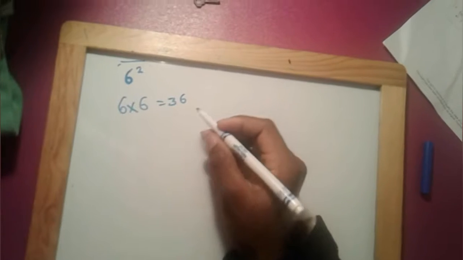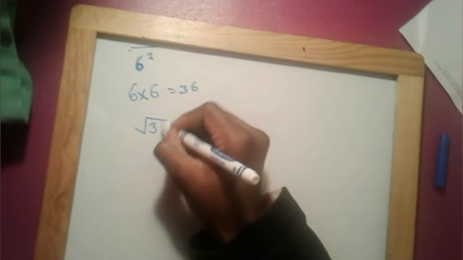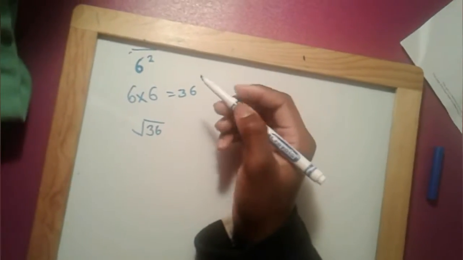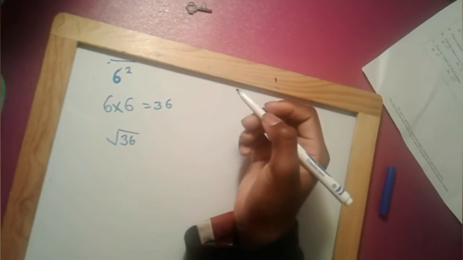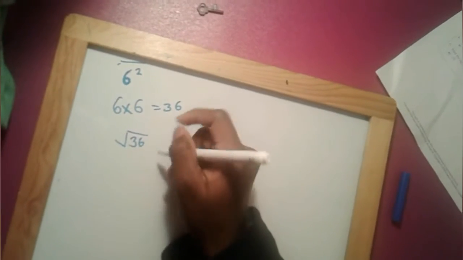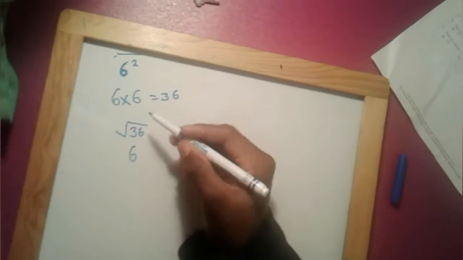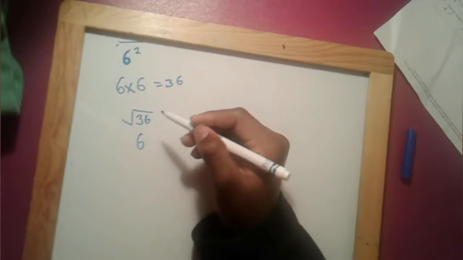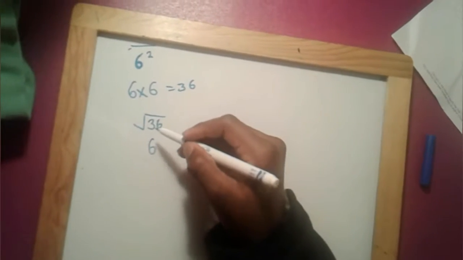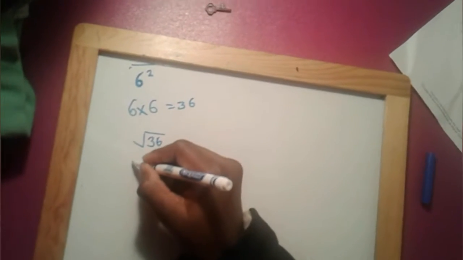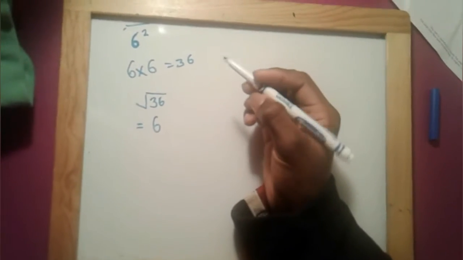And there's a question like this with the square root symbol, and simply it means find the square root of 36, and the square root of 36 is 6. So the question means find the number that can be multiplied by itself to get 36, and that number is 6. The whole number is 6.